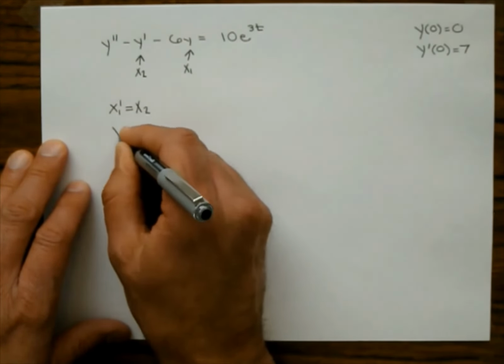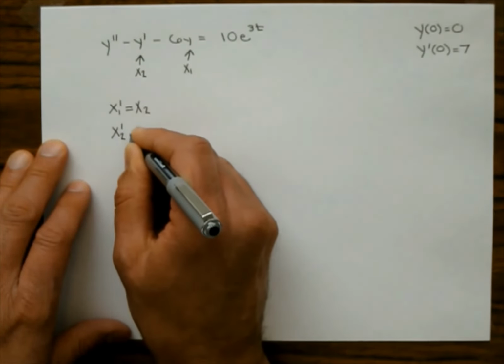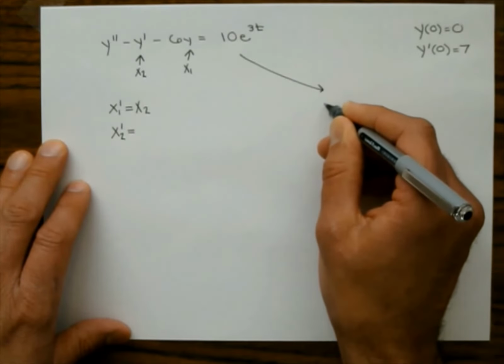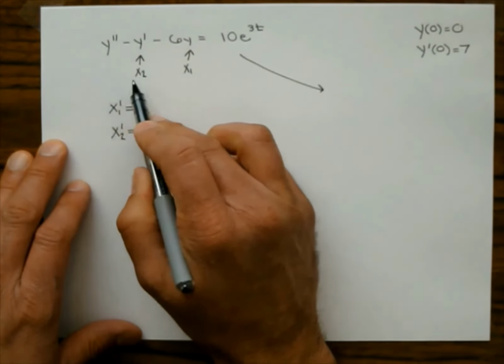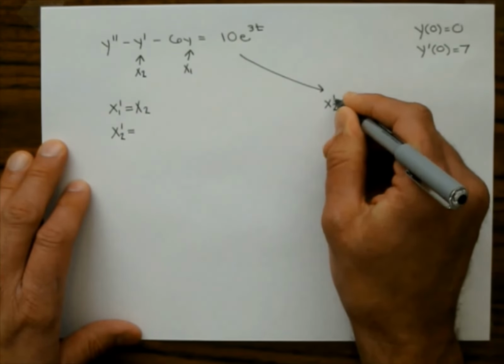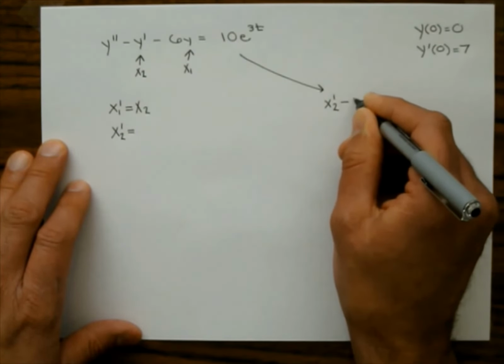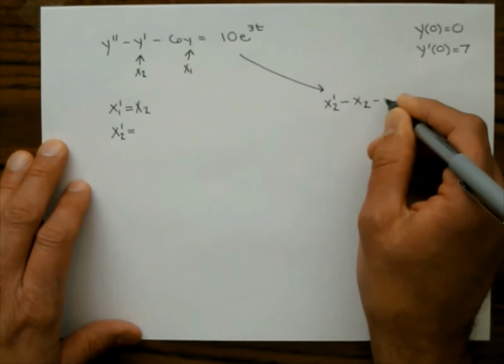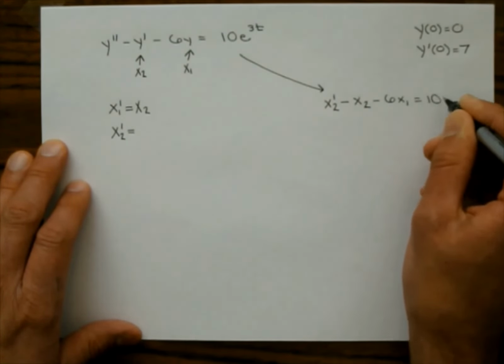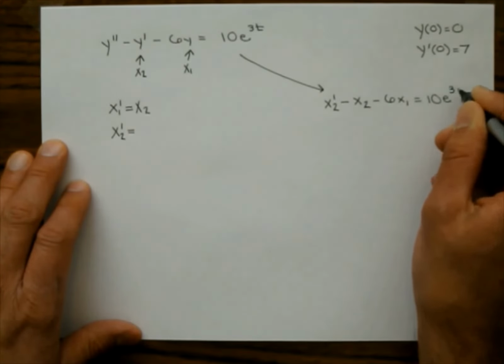And then x2 prime, I want to figure out what that's going to be. Well, if we rewrote this differential equation, so it said this, y double prime, but we don't want that. We'll write that as x2 prime. x2 prime minus x2 minus 6x1 equals 10e to the 3t.